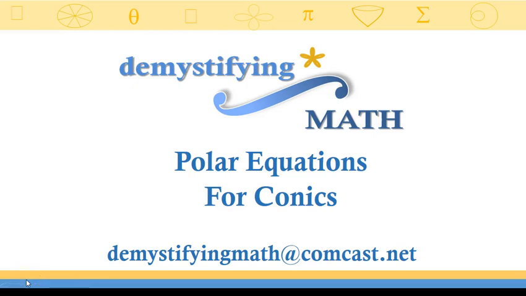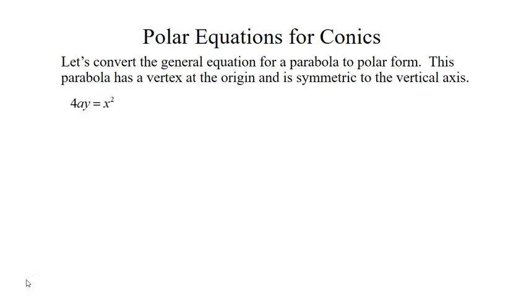Welcome to Demystifying Math. In this lesson, we're going to be finding equations for conics in polar form. Let's start with a parabola. This is the general equation for a parabola that has a vertex at the origin and is symmetric to the vertical axis. We're going to convert it to polar form by letting x equal r cosine theta and y equal r sine theta.